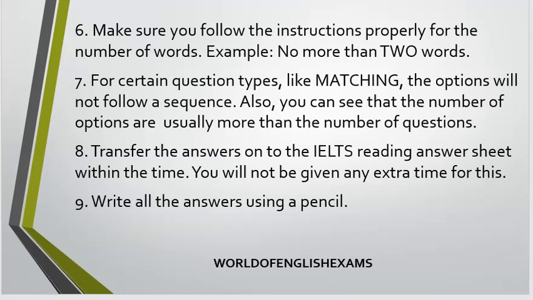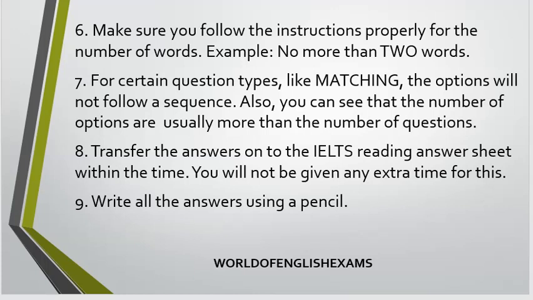Now let's see the next instruction. For certain question types like matching, the options will not follow a sequence. Also, the number of options is usually more than the number of questions. This is the reason why many candidates do not get their desired score. They think that since they have answered all of the questions, they are going to get a very good score, and once they get the results, they feel bad and confused as to why this happened. The reason might be this.